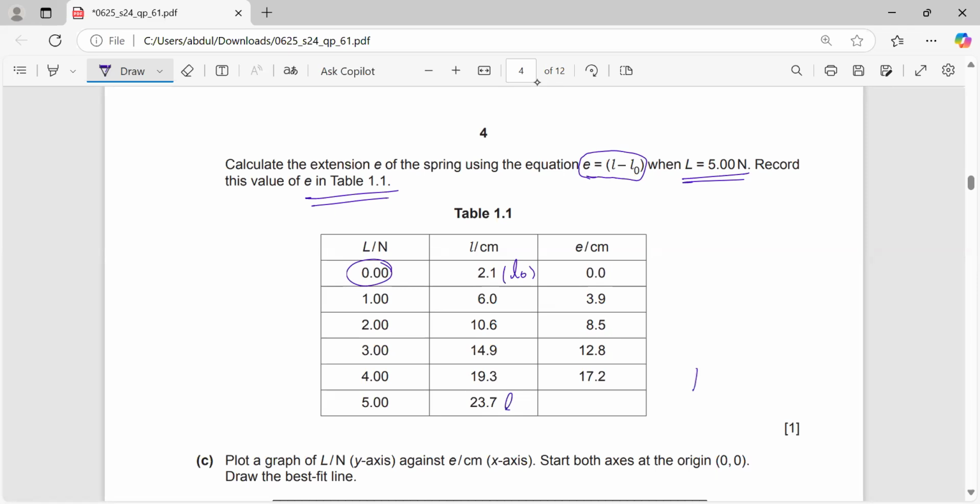How to get the values? L minus L0 means 23.7 minus 2.1. So the answer is, see, 23.7 minus 2.1 is equal to 21.6, and here I am going to write 21.6. That will give us 1 mark.